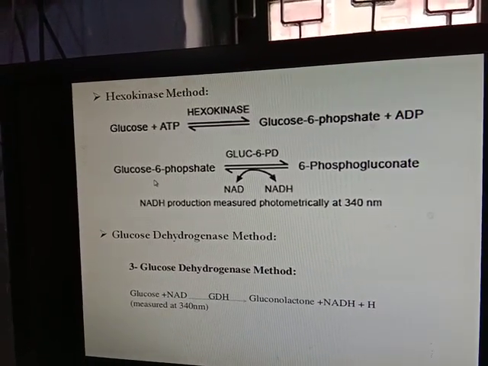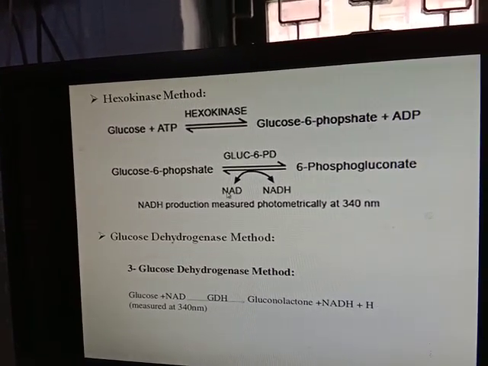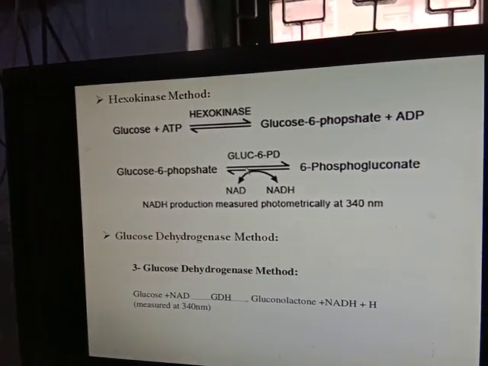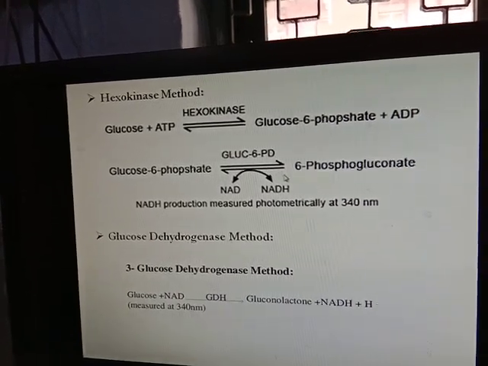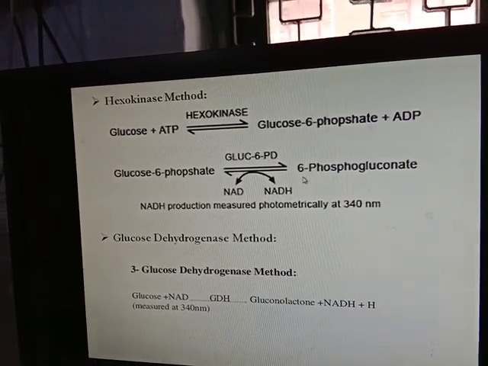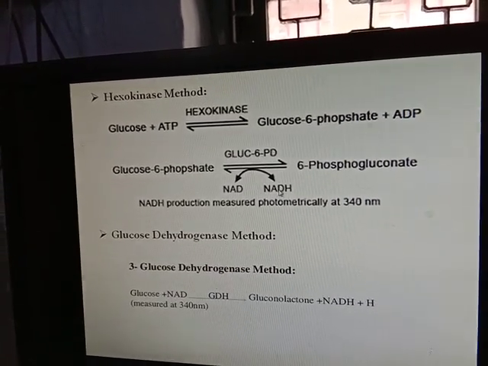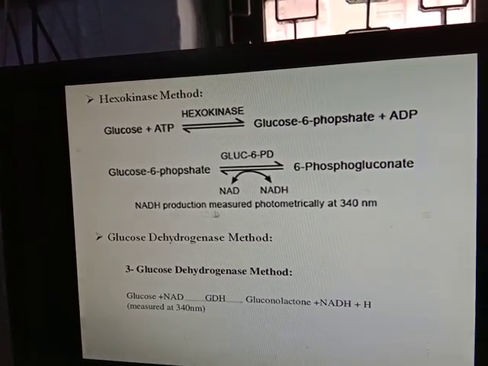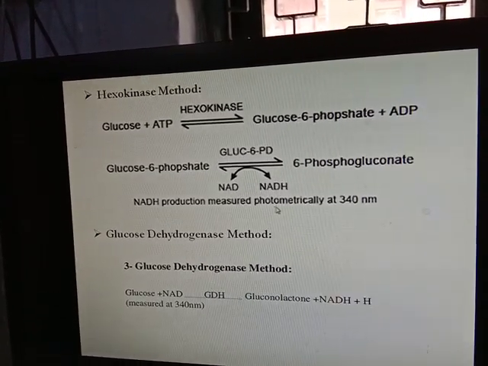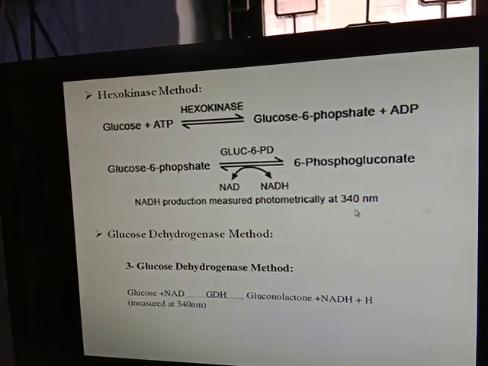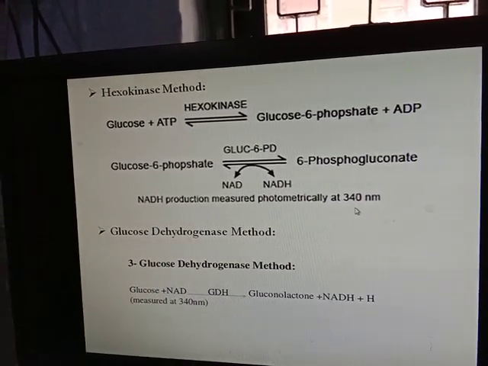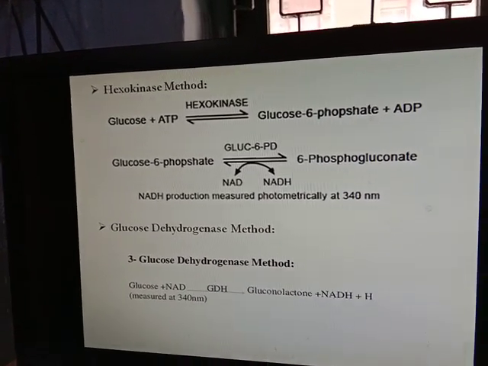Then glucose 6-phosphate, in the presence of NAD and glucose 6-phosphate dehydrogenase, forms 6-phosphogluconate. It produces NADH. This NADH production is measured spectrophotometrically at 340 nanometer. So this method is used for the estimation of blood glucose.